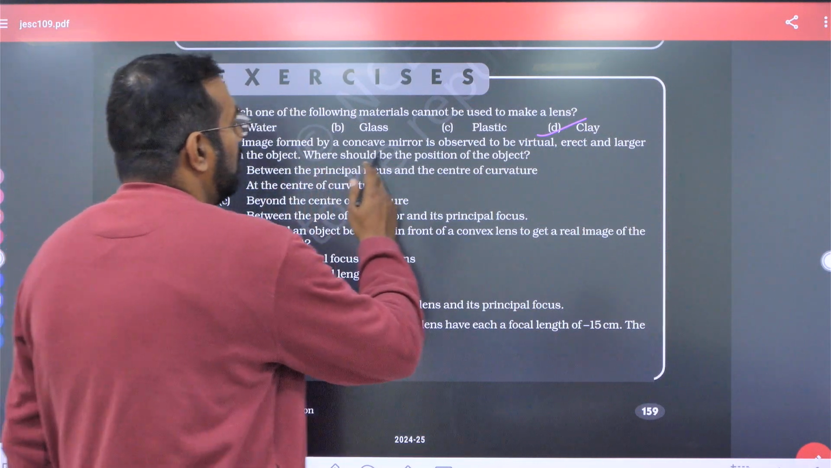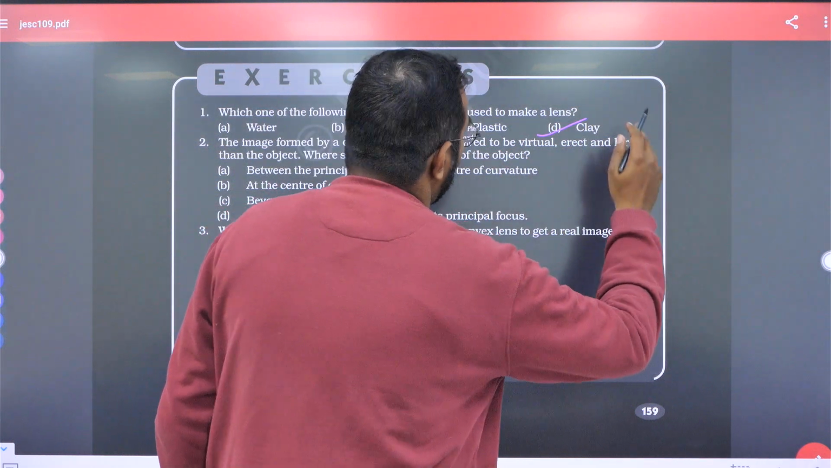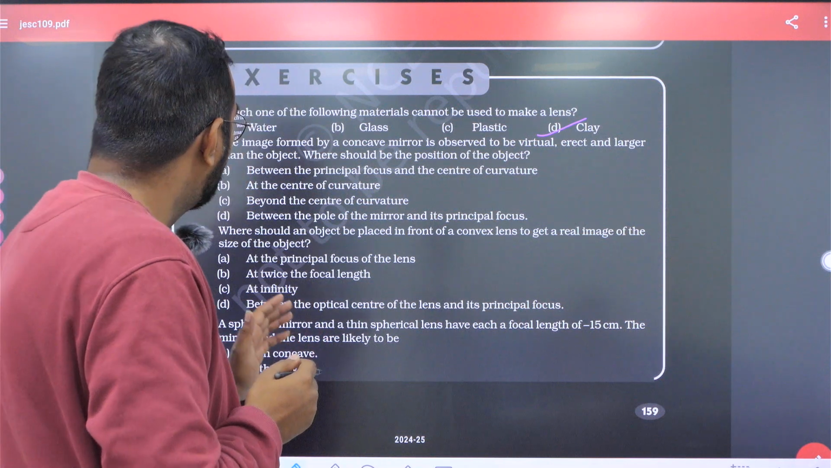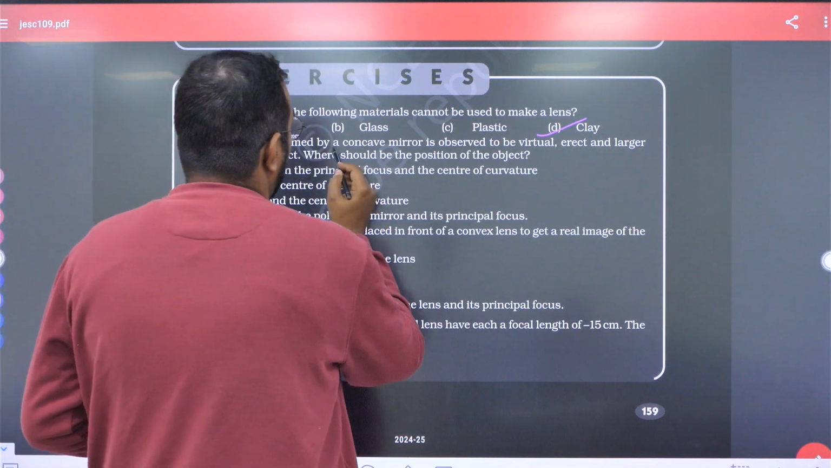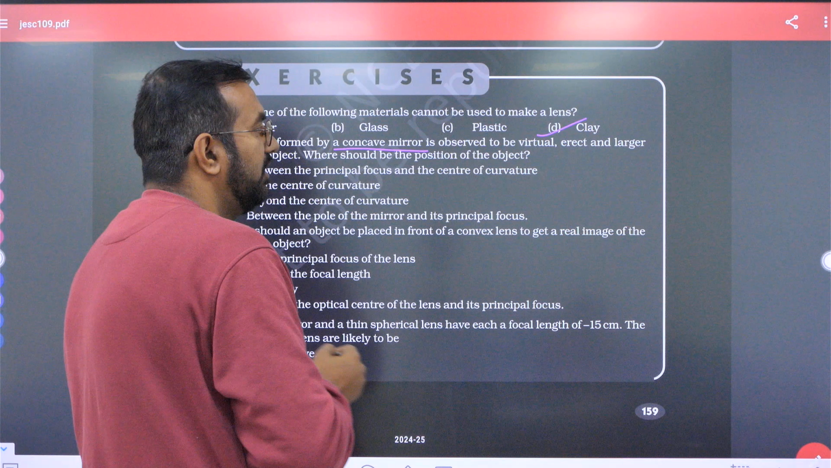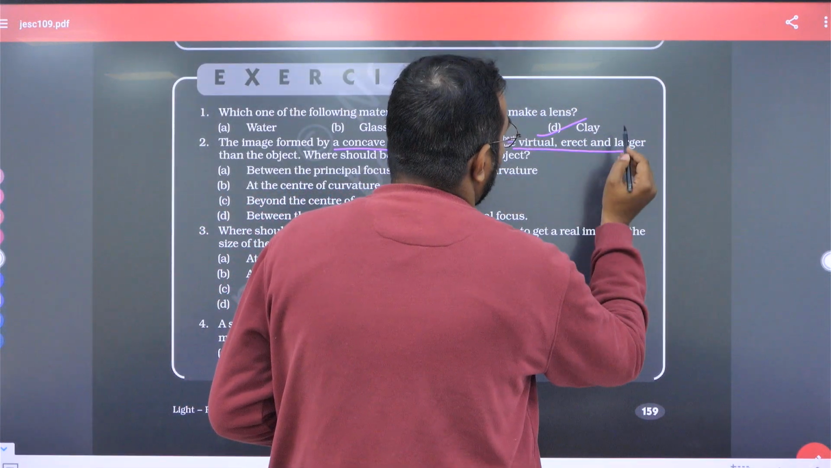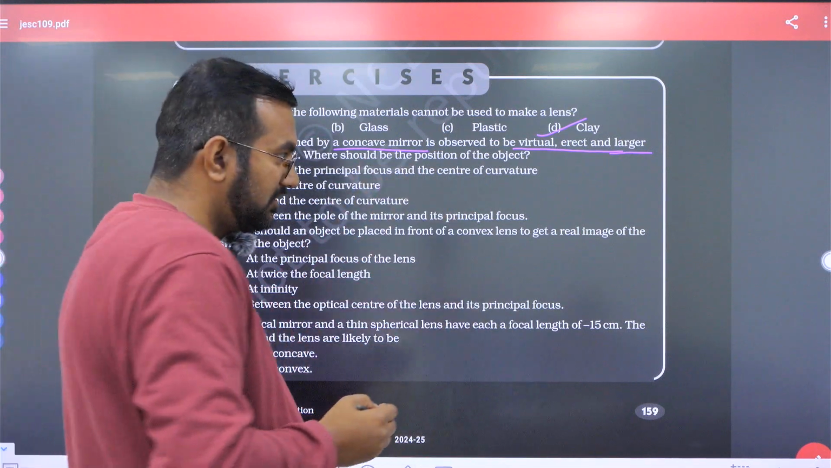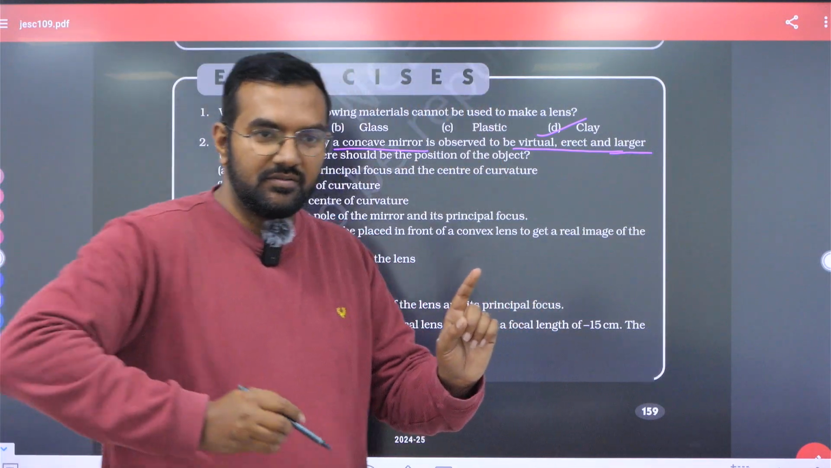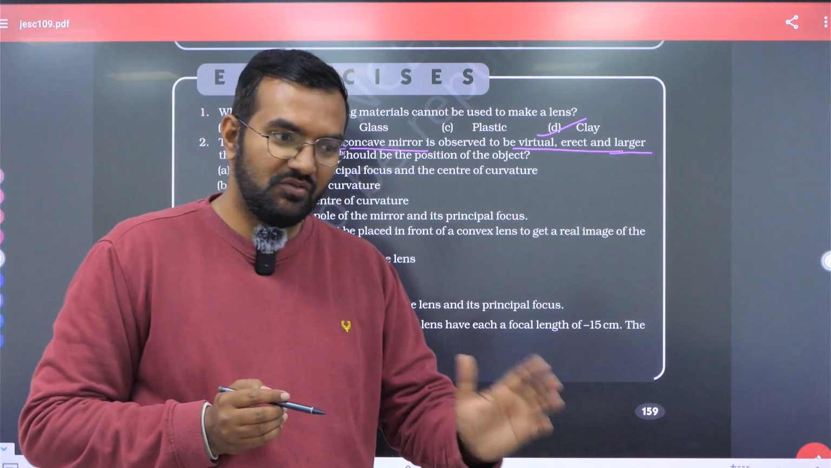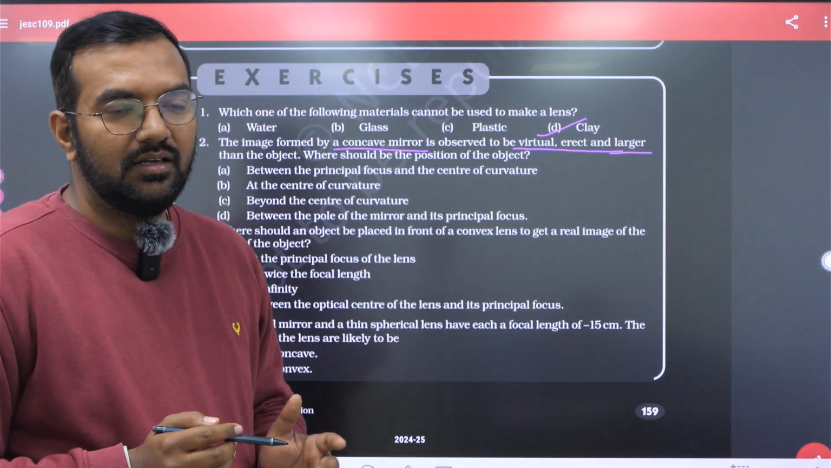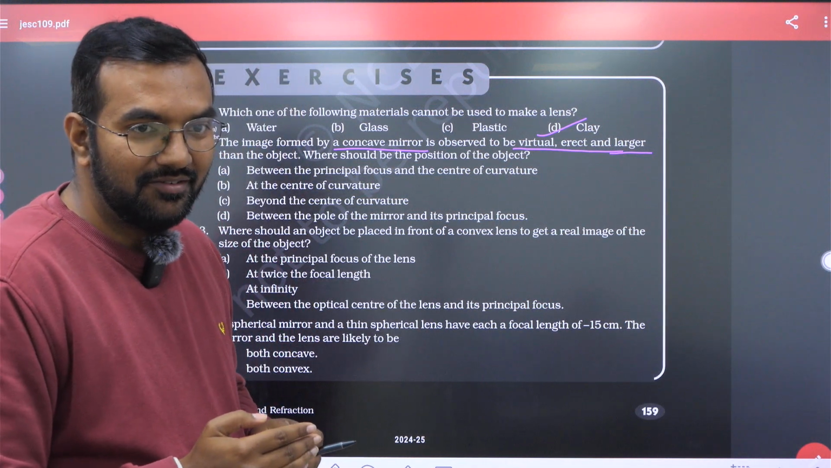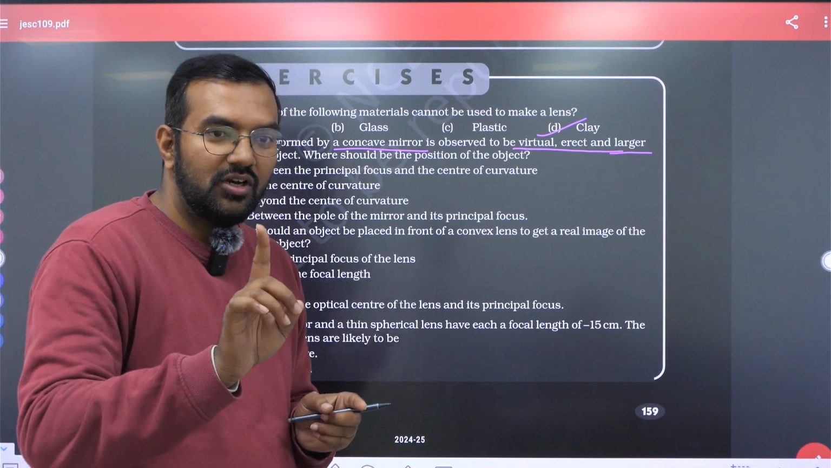The image formed by a concave mirror is observed to be virtual, erect and large. Note this point: the mirror is concave and the image is virtual, erect and large. In the case of a concave mirror, there is only one case when it forms a virtual image, right? When the object is between F and P, focal point and pole. There is only one case.